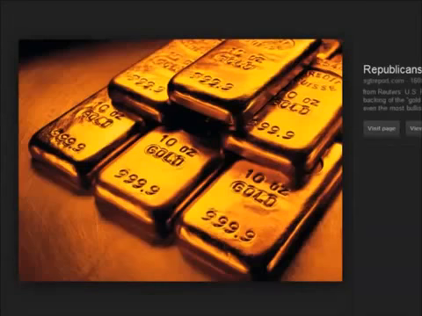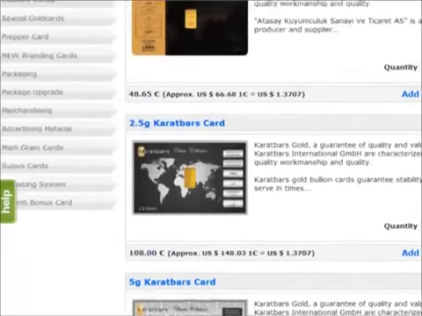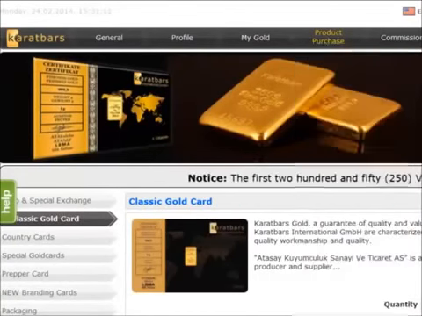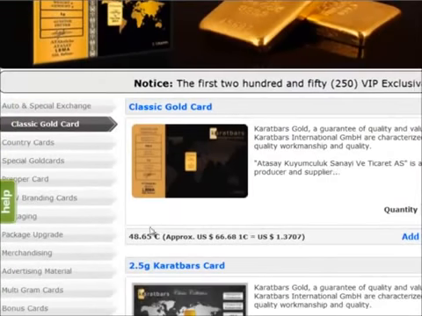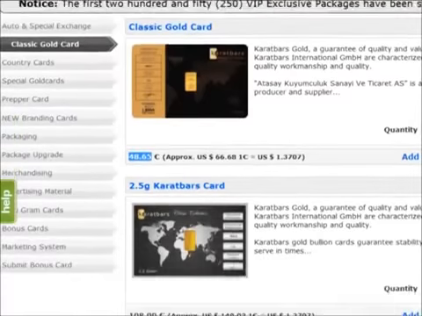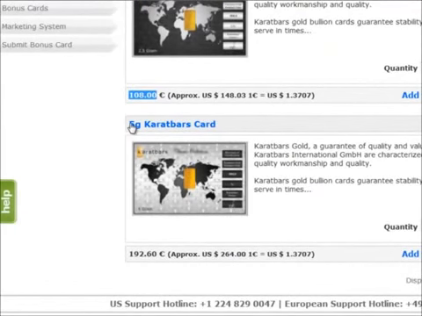So what I did, I got into my back office. And this is where it says purchase gold up here. I've got purchase gold, and it says the classic gold bar. There's the classic gold bar there, for 48.65 euros. And there's the 2.5 for 108 euros. And here we go, the 5 gram Karatbars card for 192.60 euros.